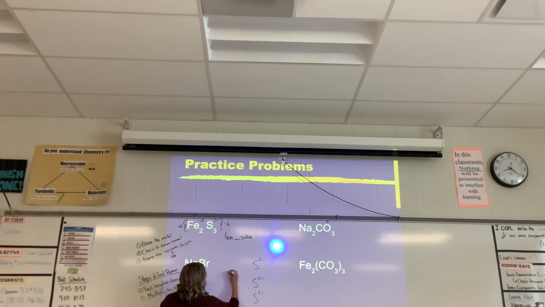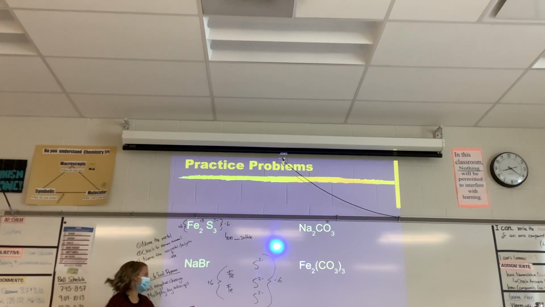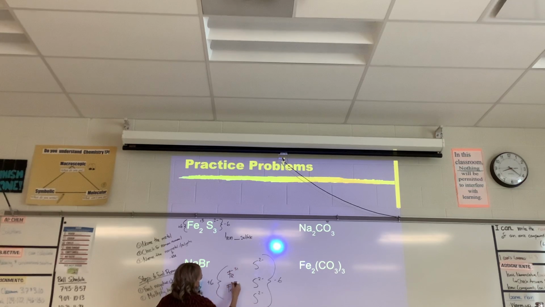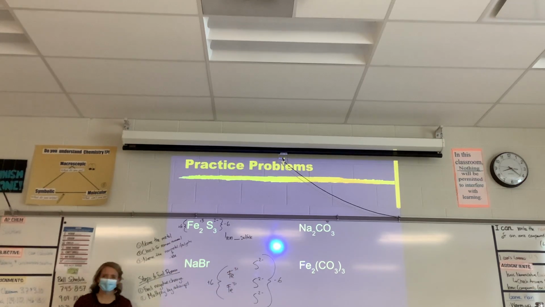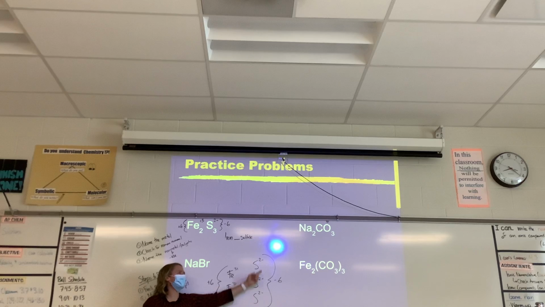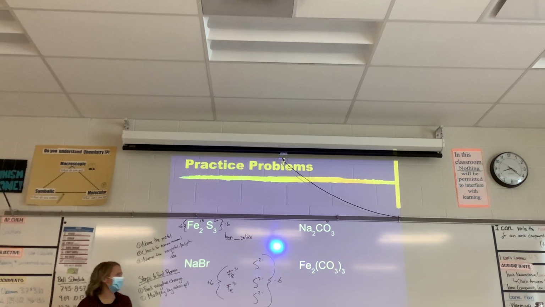I have 2 Fe's. These 2 need to add up to 6 because these ones added up to 6. And so the only way that works is if these are sulfurs. So sometimes if that helps you kind of draw it out more, you can do it that way.